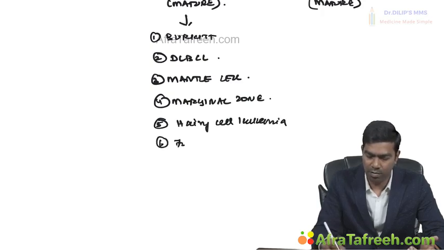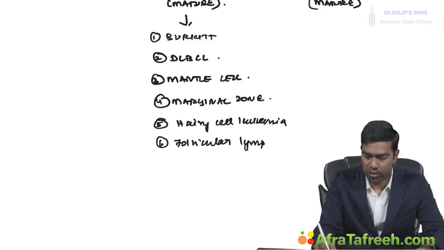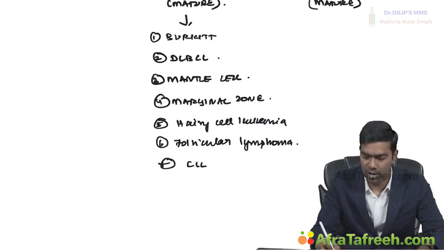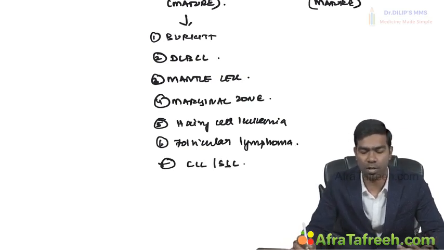Then you have something called a follicular lymphoma. And finally, you have something called a CLL or a small lymphocytic leukemia. CLL, chronic lymphocytic leukemia, or a small lymphocytic lymphoma. So I told you CLL and SLL are the same entity. If it's predominantly seen in the blood, then we call it CLL. If it's seen in the lymph nodes predominantly, we are going to call it SLL.